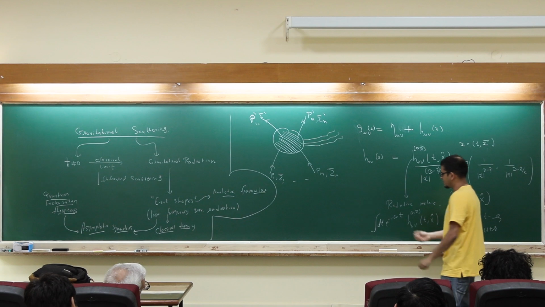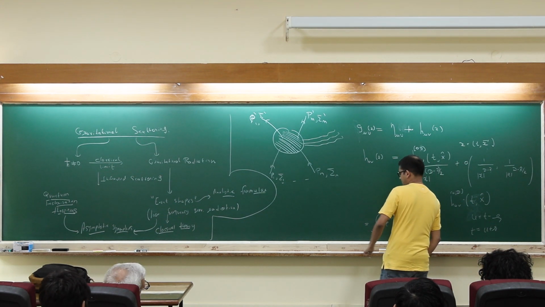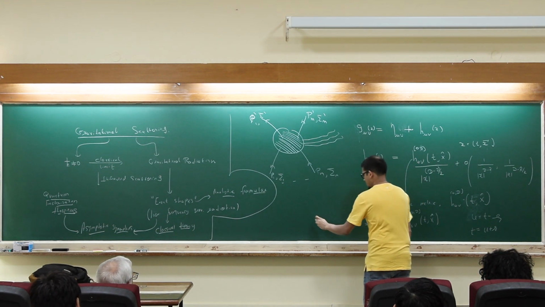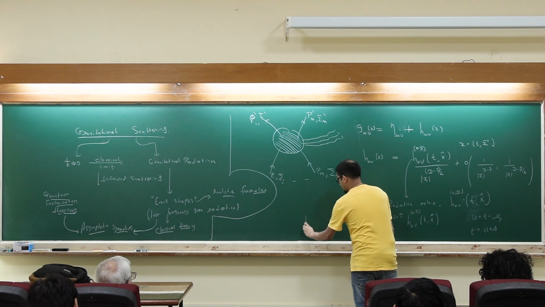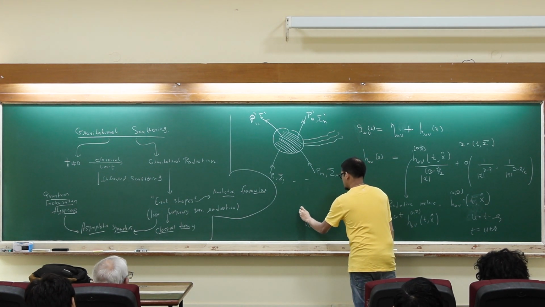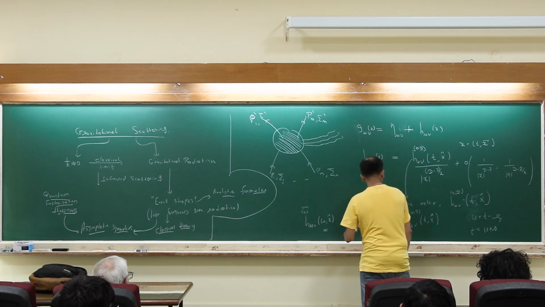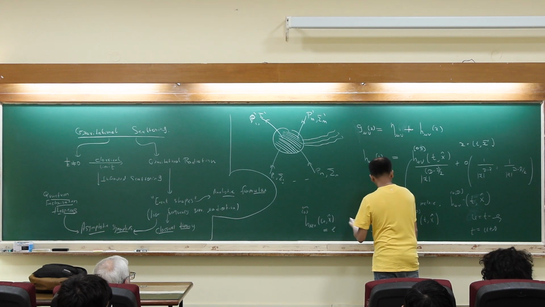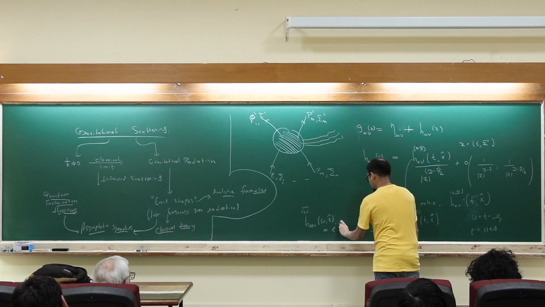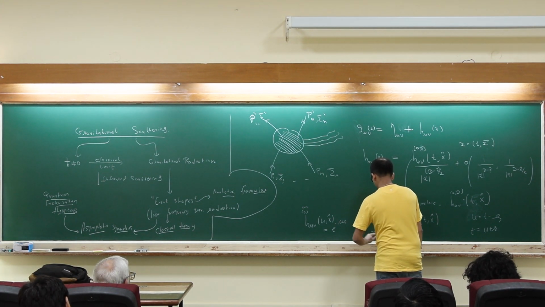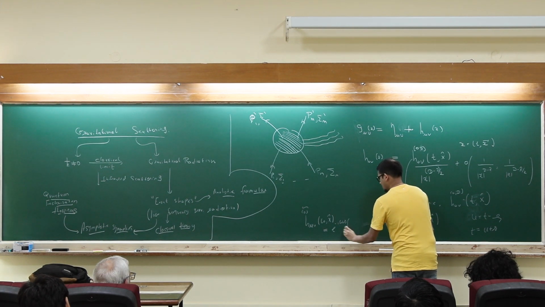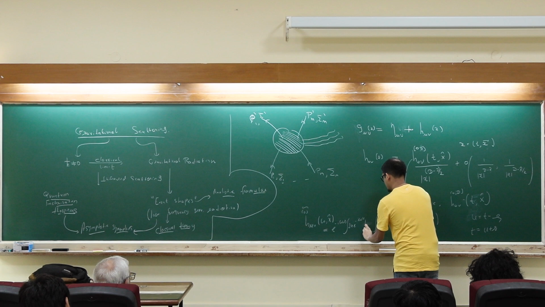So just for convenience, we can rewrite this as, so this quantity is of course h mu nu, and we put a tilde for the frequency transform, but this is of the form e to the minus i omega r, integral du e to the minus i omega u h mu nu.